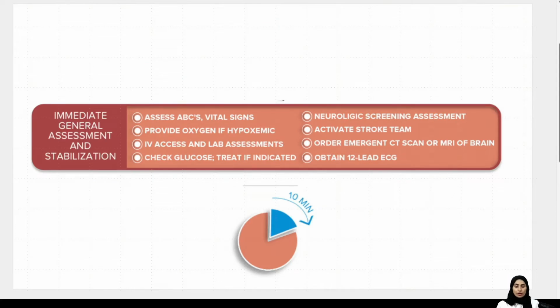Then, when the patient reaches the ER, immediate general assessment and stabilization. Again, assess ABCs, vital signs, provide oxygen if hypoxemic, IV access and lab assessment, check glucose and treat if indicated, neurological screening assessment, activate stroke team, order emergency CT scan or MRI, obtain 12-lead ECG. This should be obtained within 10 minutes.